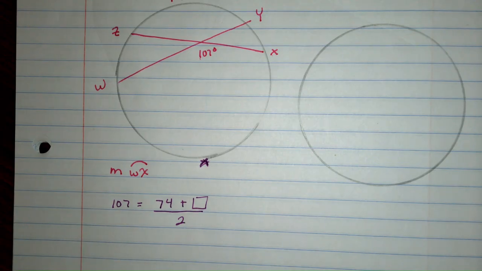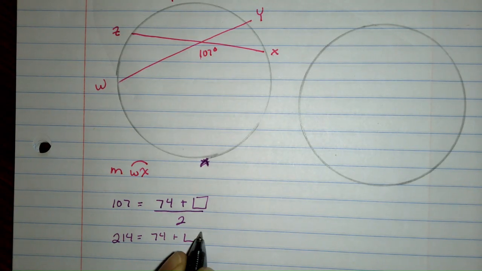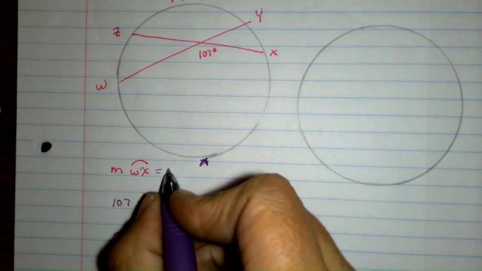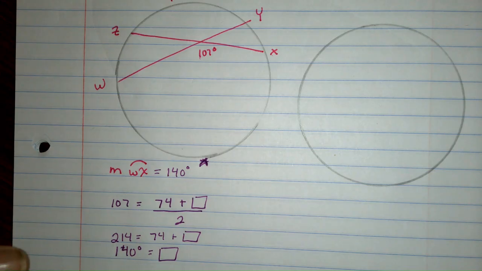So prior to dividing by 2, we would have needed 214, right? And I could have put the measure of WX, but I didn't want to do that. So we subtract the 74, we find out 140 degrees would be that missing part. So the measure of WX is 140 degrees. If it helps you to put a box instead of a variable, that's an okay thing to do as long as you don't have several different things you're solving for.